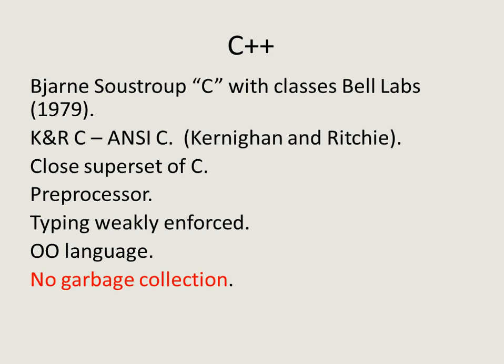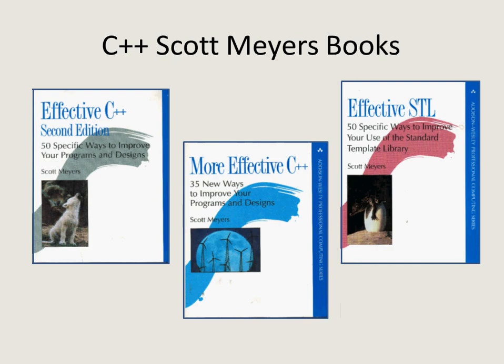Typing is weakly enforced. It is an OO language. There is no garbage collection, but if you define a class by reference or create a static class, the runtime will take that out for you at the end. So there is a type of garbage collection depending on how you create objects from classes. And we'll go over that later in the class.